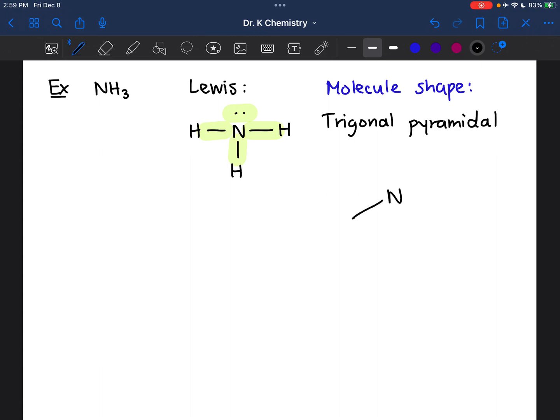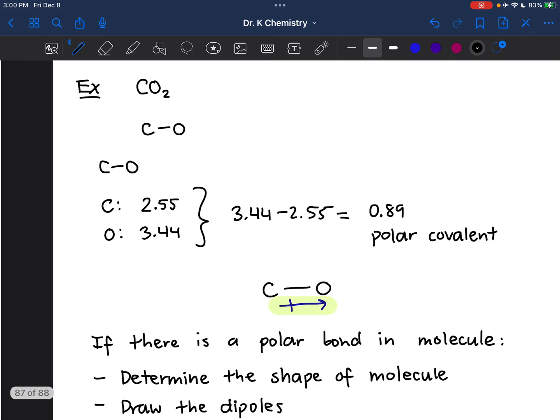And based on that, ammonia is going to look like the following. Okay. And really what I should have done here first is to calculate whether there is a polar bond to begin with. I kind of got ahead of myself there. But we will find that when we calculate that there is a polar bond.